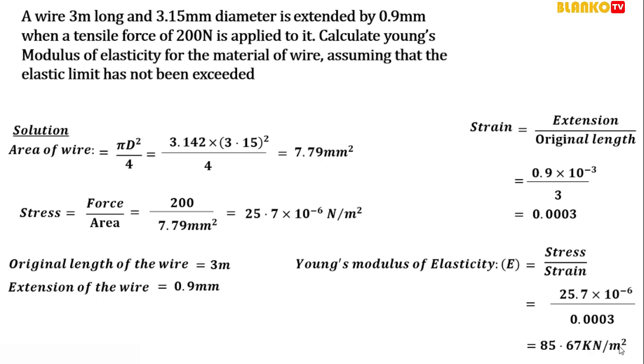85.67 kilonewton per meter square. Kilo is 10 raised to the power 3. So we have 85.67 times 10 raised to the power 3 Newton per meter square, or 85.67 kilonewton per meter square.